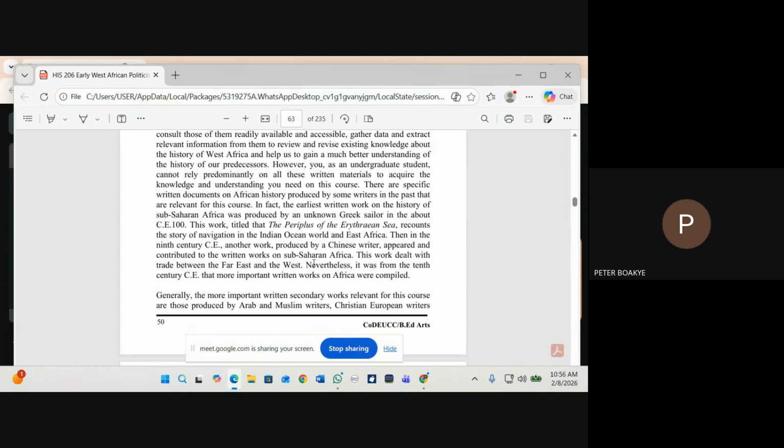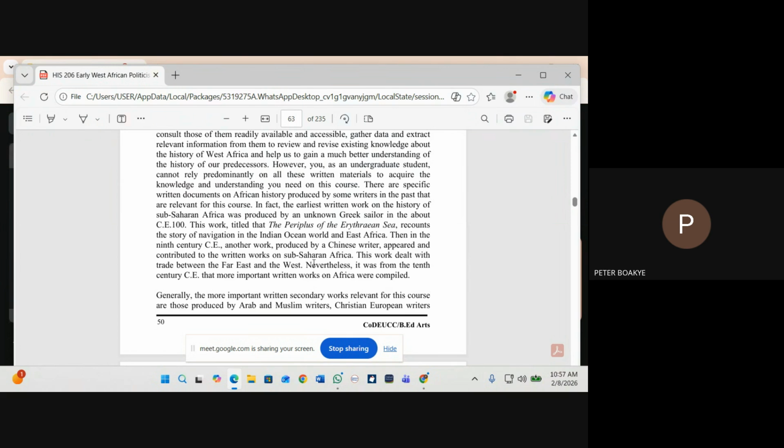written work on the history of sub-Saharan Africa was produced by an unknown Greek sailor in about 100 CE. This work, titled The Periplus of the Erythraean Sea, recounts the story of navigation in the Indian Ocean world and East Africa. The Periplus of the Erythraean Sea. Take note, it was written by an unknown Greek sailor.